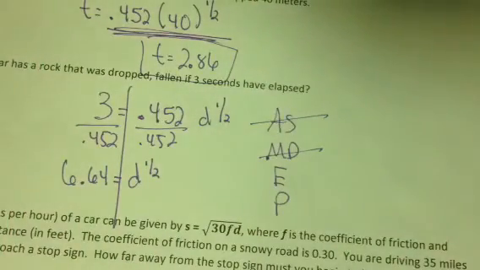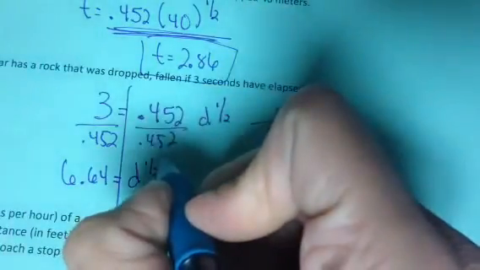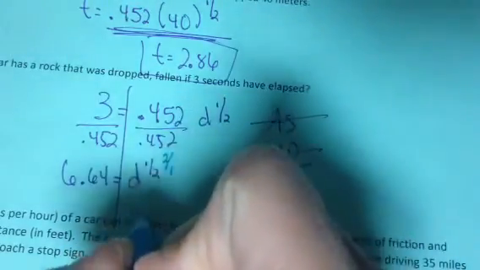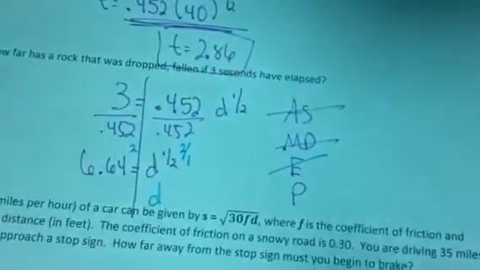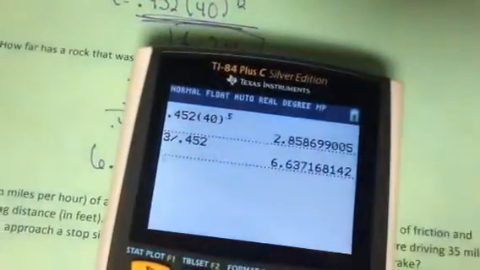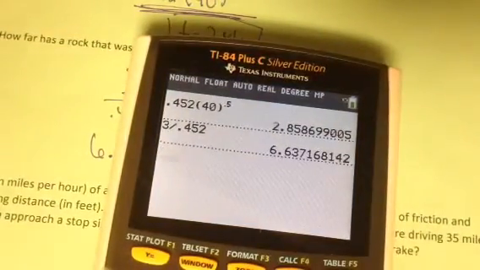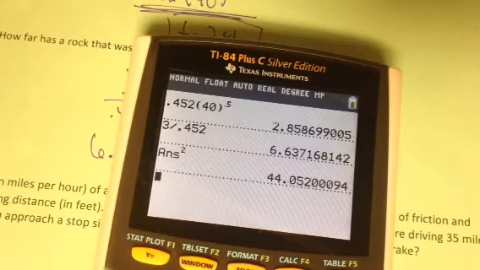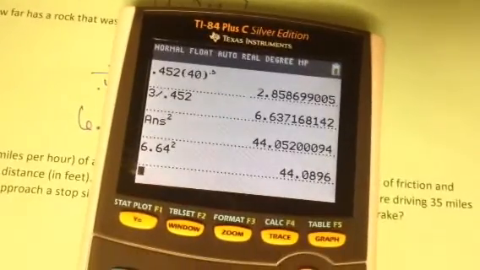And now to get rid of the 1/2 power, to get rid of that exponent, I'm going to take it to the 2nd power. Because I'll multiply the exponents, that just gives me d, and then I'm going to come to this side and get the 1/2 power. So one option is I can just square my answer. Or I could do 6.64 and square it, and you're not going to see much of a difference. 44.05, 44.09, whichever one you want to write down. Technically, the 05 is a little more accurate, so that's the one I'm going to write down.